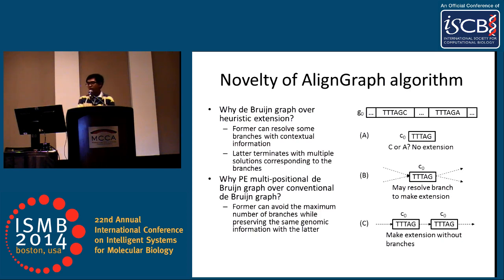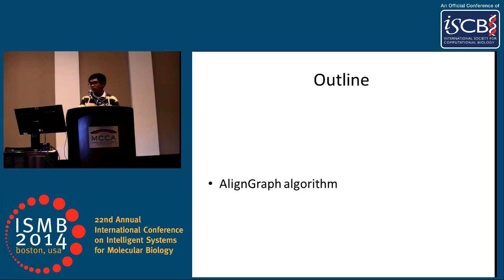And the second question is, why do we use paired and multi-positional de Bruijn graph? The answer is very clear if we compare figure C with figure B. Because in figure C, the corresponding substructure with this branched substructure is actually linear. So we can easily make extension without having to worry about the branches. So this is why we use paired and multi-positional de Bruijn graph. And here comes the question, how the paired and multi-positional de Bruijn graph can help us to remove branches. I will talk about this later in more detail.